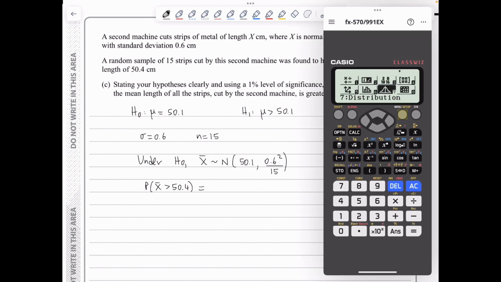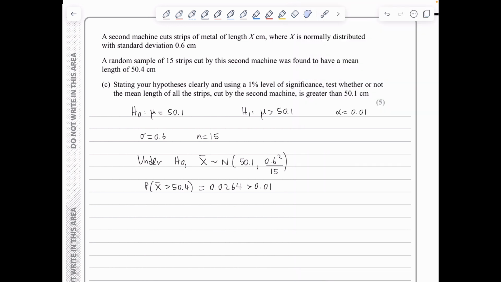I press menu. It's option 7. We go for normal CD. My lower is 50.4. My upper is something large and positive, so maybe 10 to the 9. My sigma is the square root of 0.6 squared divided by 15. And my mu is the 50.1. So this gives an answer of 0.0264, which is greater than 0.01, and therefore we have not seen something extreme.